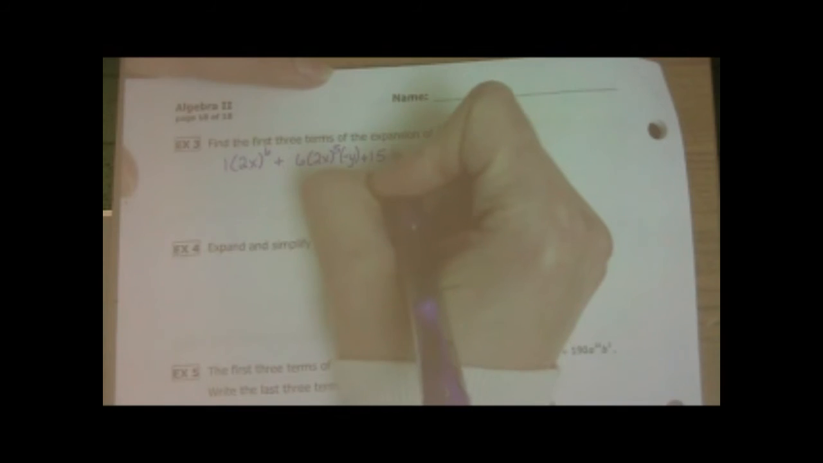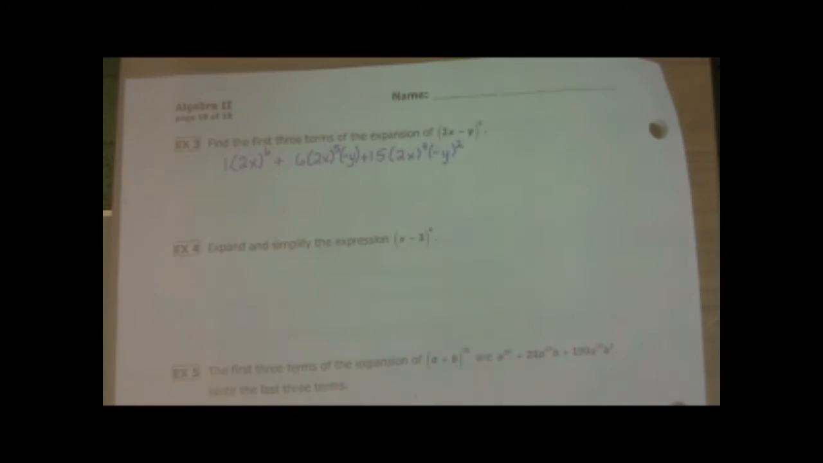Okay, first of all, we've got a 2x raised to the sixth power. All right, put a plus. Now I've got 2x raised to the fifth because I'm going to take 1 away. And I have a negative y because this is a minus sign, so put a negative y here. My next one is going to be 2x to the fourth, so 1 less of those, and a negative y squared, 1 more of those.